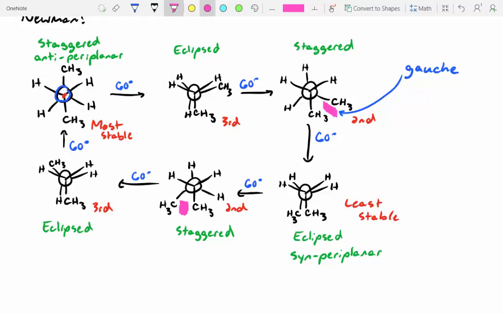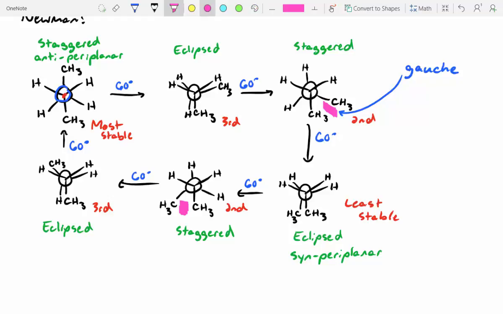So I'll refer to this a lot throughout the year. I'll be referring to steric interactions or gauche interactions when we're talking about Newman projections. A steric interaction is synonymous with the gauche interaction. It's just two big bulky groups kind of brushing up against one another. Does that make sense?